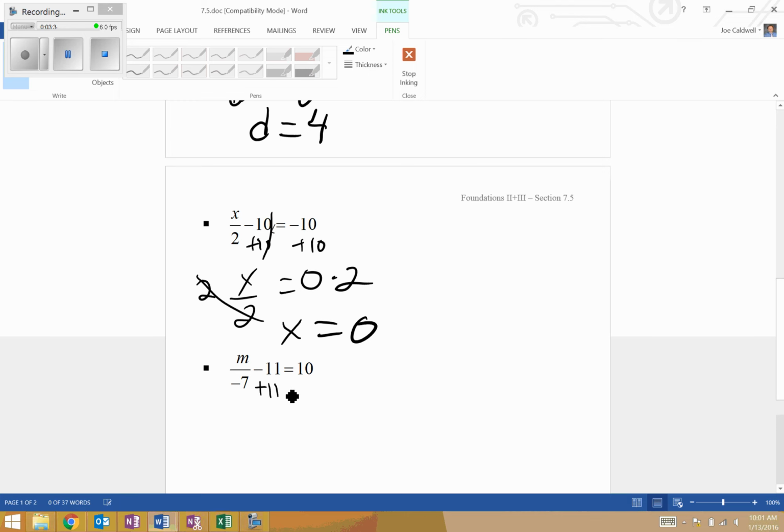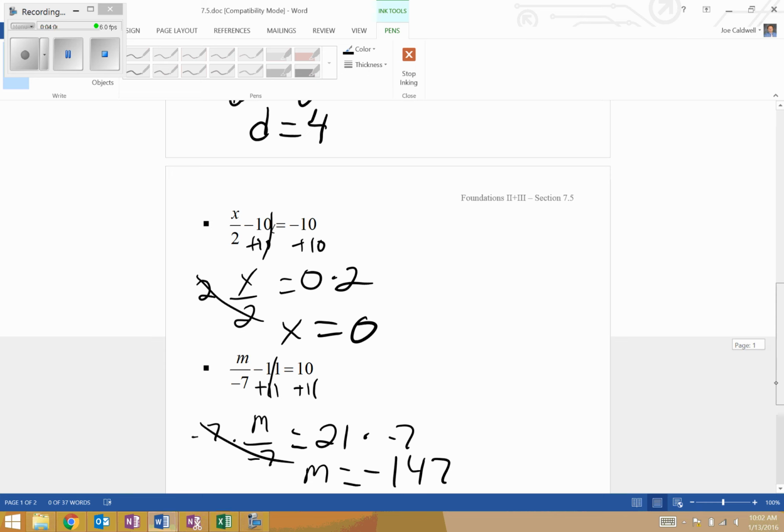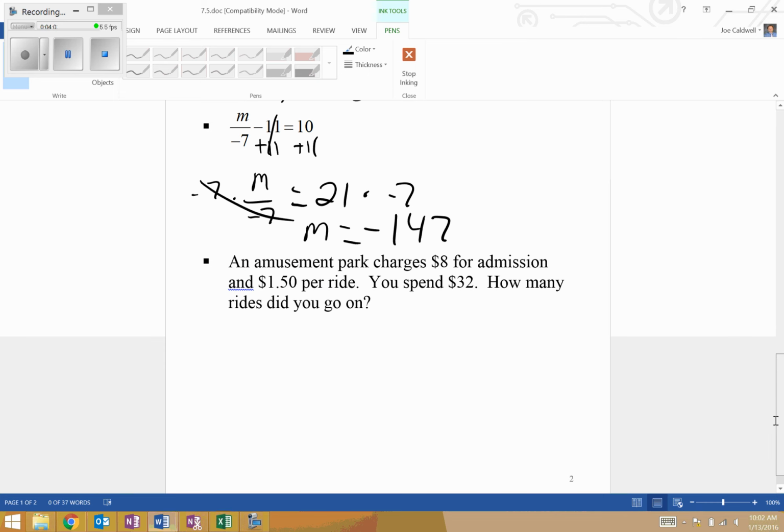Plus 11, cross it out, plus 11. m over -7 equals 21. Multiply both sides by -7, and you're going to get m equals -147. So that is how you do a two-step problem.